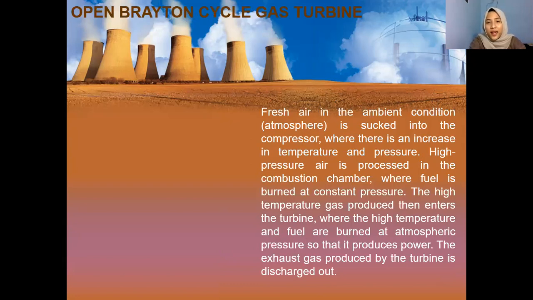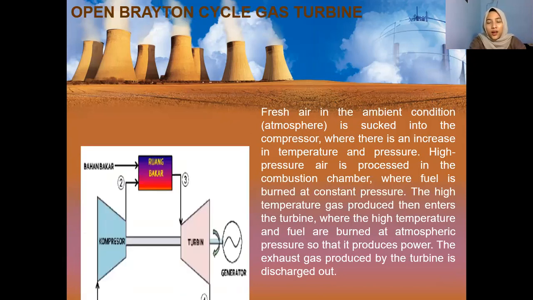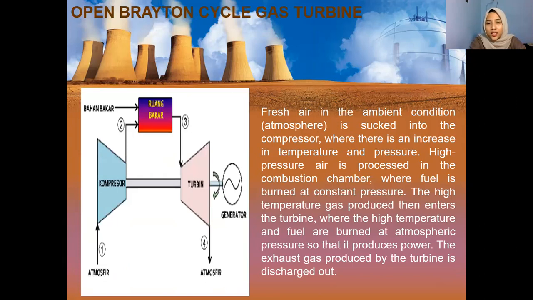Open Brayton cycle gas turbine. Fresh air from the ambient atmosphere is sucked into the compressor, where there is an increase in temperature and pressure. The air then goes to the combustion chamber, where fuel is injected at constant pressure. The high temperature gas enters the turbine, where it expands to atmospheric pressure so that it produces power. The exhaust gas produced by the turbine is discharged out.